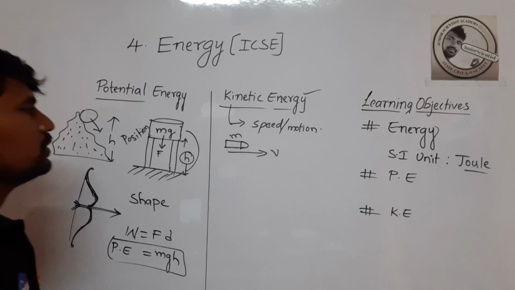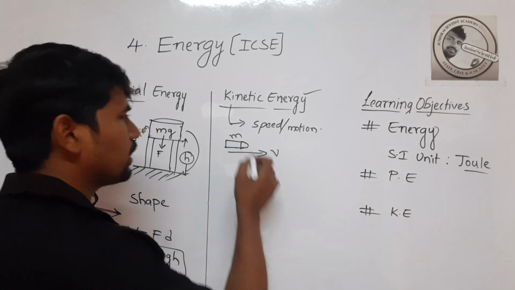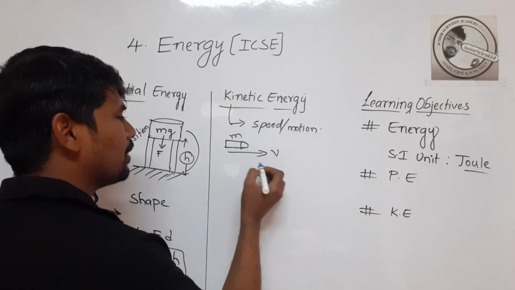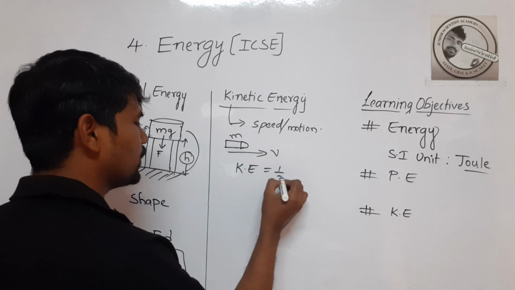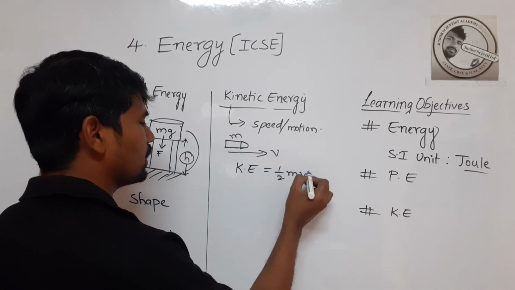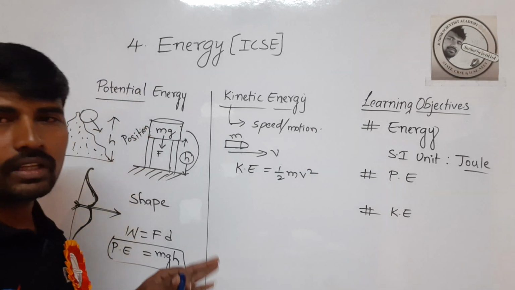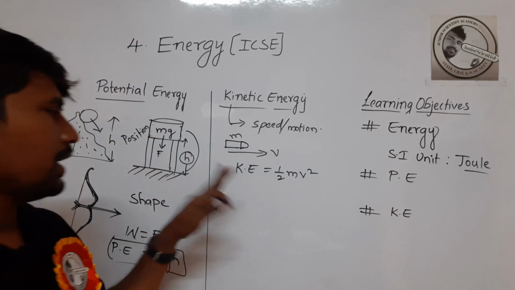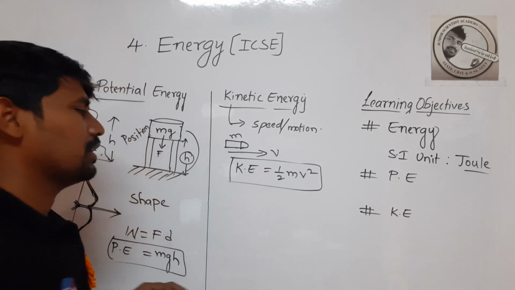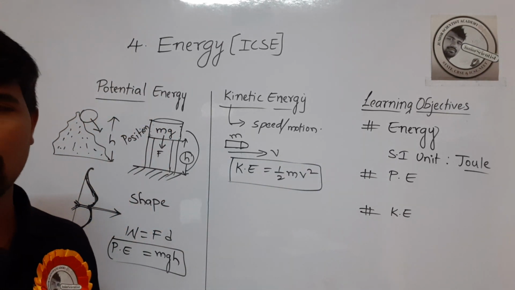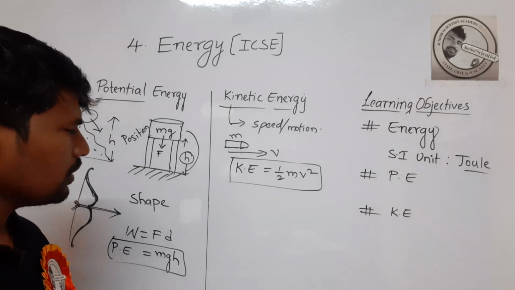Okay, we have the derivation also for kinetic energy. The kinetic energy formula is half into mass into velocity squared, half mv squared. We have the derivation in higher classes, you will get it. In your 8th standard textbook, it's not given. Once see here: kinetic energy is equal to half mv squared. Yes, children. Next.